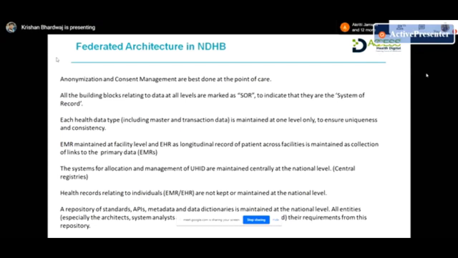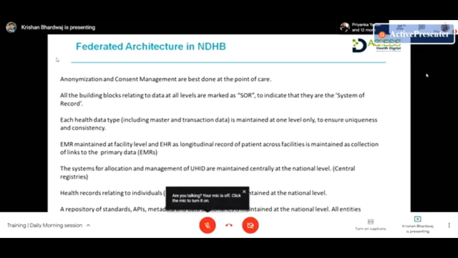Sir, EHR is a longitudinal record from birth till death, for the whole lifetime. Whichever health facility we visit, all the records are at one place when it is an EHR. And EMR is from a single facility, the record of that particular facility. From another facility, it will consist of its own medical record of that patient. So that's an EMR. Yeah, thanks.